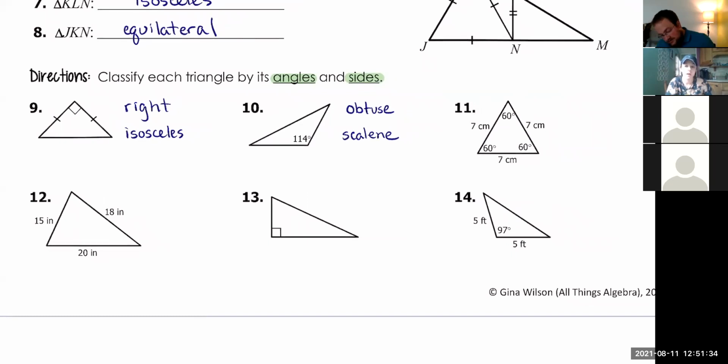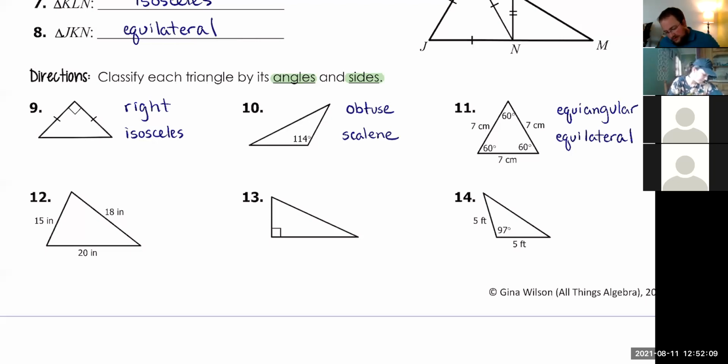What about number 11? Equiangular? Yes. And equilateral, I heard. It's not a coincidence. We'll talk later how the fact that it is equiangular forces it to also be equilateral. But again, that's in a later lesson.